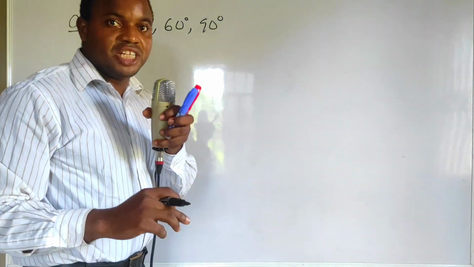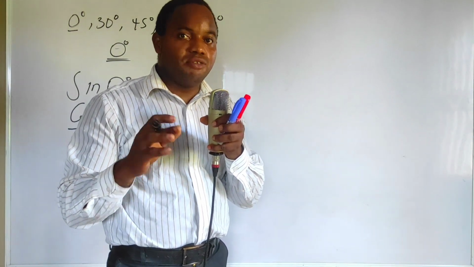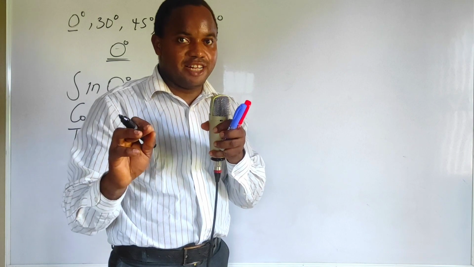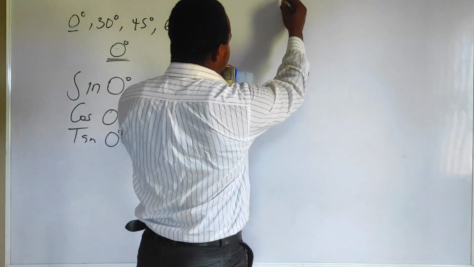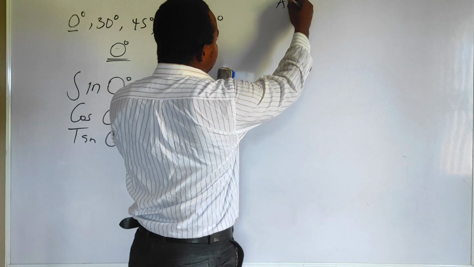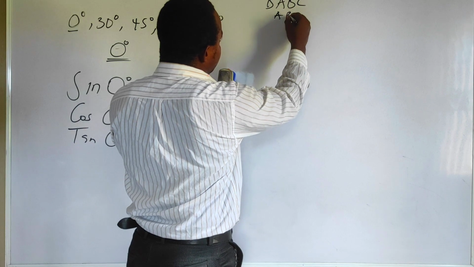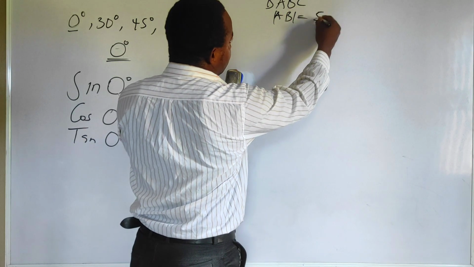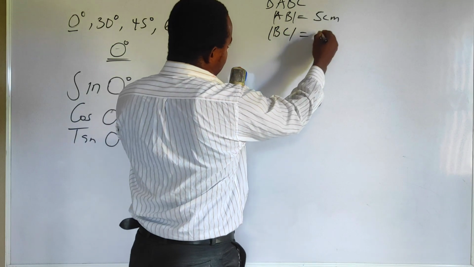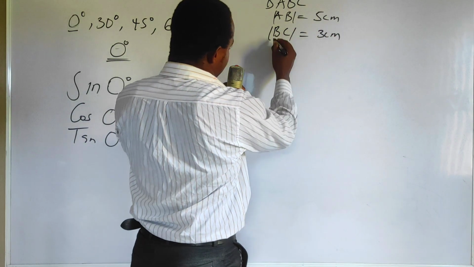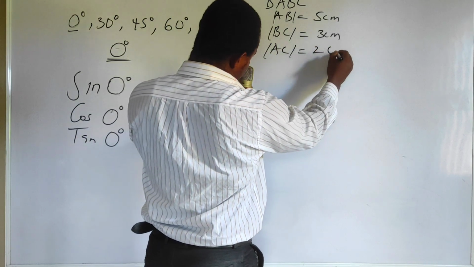Well, what's a degenerate triangle? A degenerate triangle is a triangle that has no area. Literally, it's a line. Look at a triangle ABC that has line AB equals, say, 5 centimeter, line BC equals 3 centimeter, and line AC equals 2 centimeter.